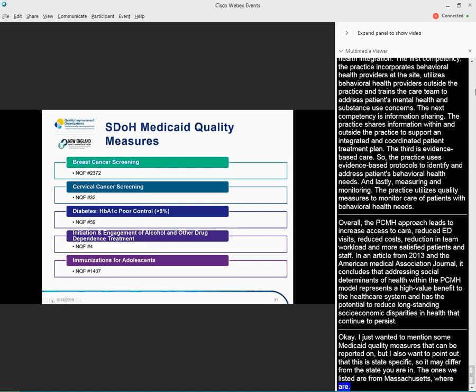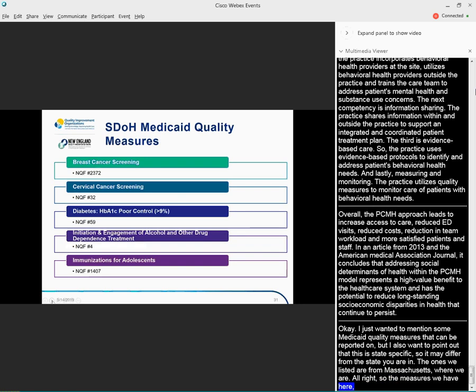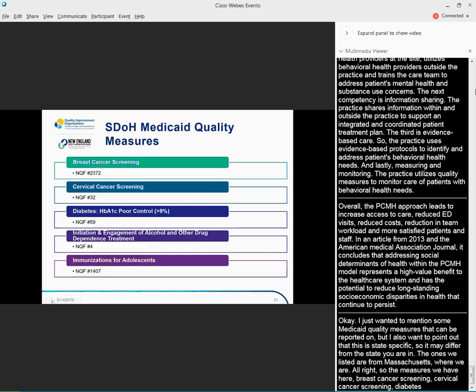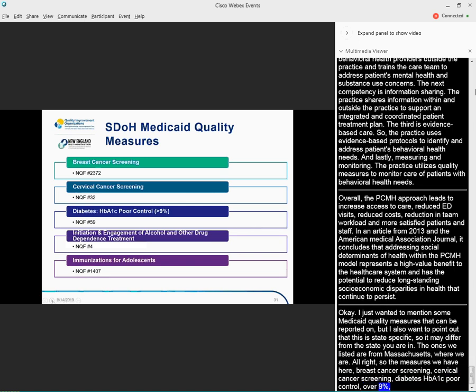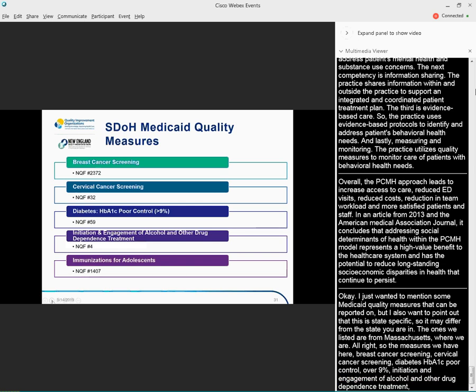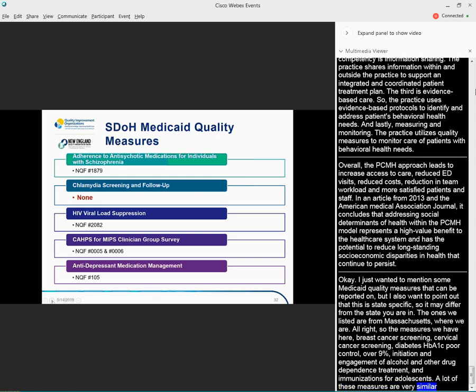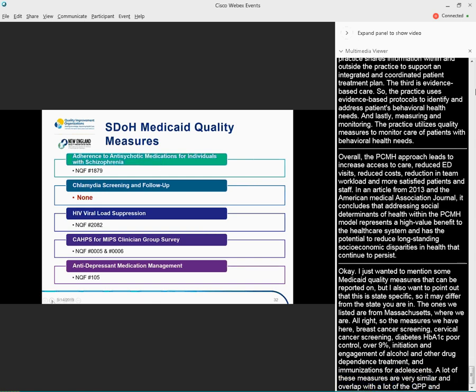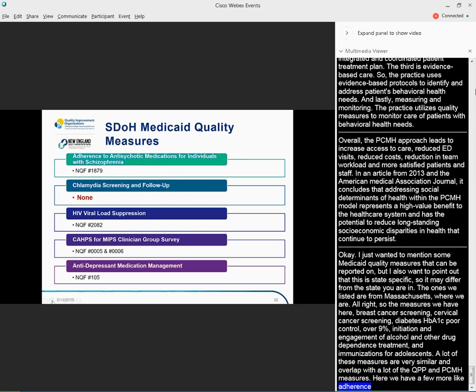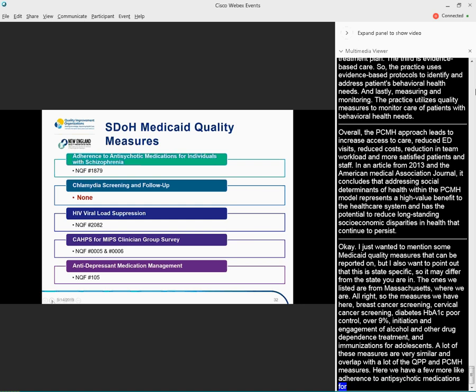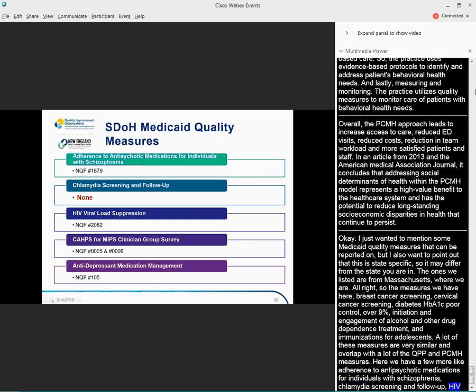All right, so the measures we have here: breast cancer screening, cervical cancer screening, diabetes HbA1c poor control, so that's over 9%, initiation and engagement of alcohol and other drug dependence treatment, and immunizations for adolescents. So a lot of these measures you'll see are very similar and in fact overlap with a lot of the QPP and PCMH measures. And then here we have a few more. So adherence, antipsychotic medications for individuals with schizophrenia, chlamydia screening and follow-up, HIV viral load suppression, TAPS for MIPS clinician group survey, and antidepressant medication.